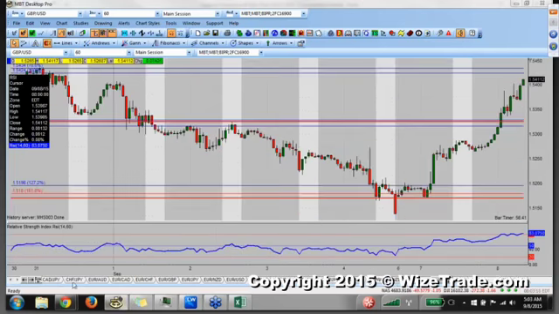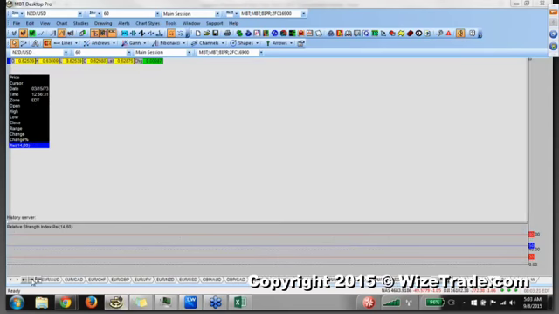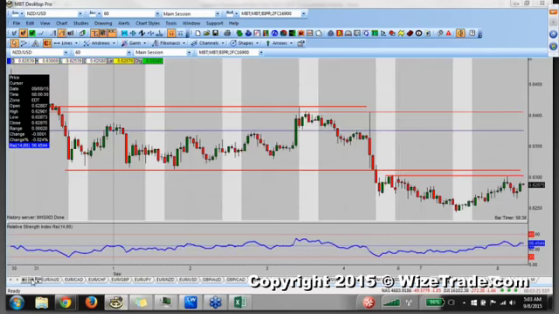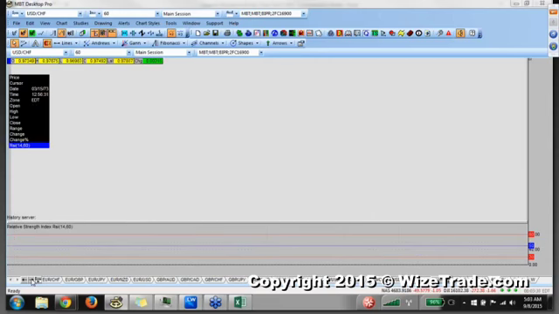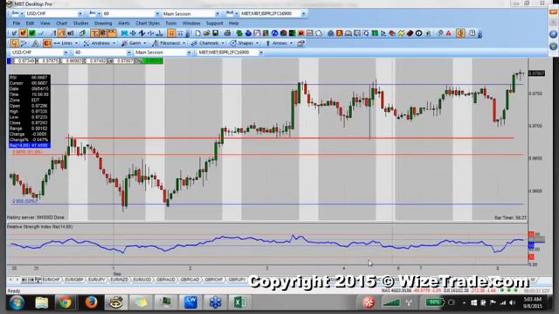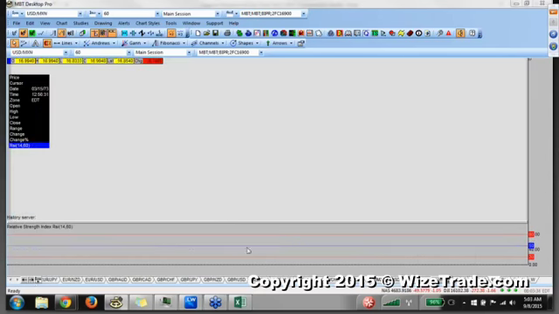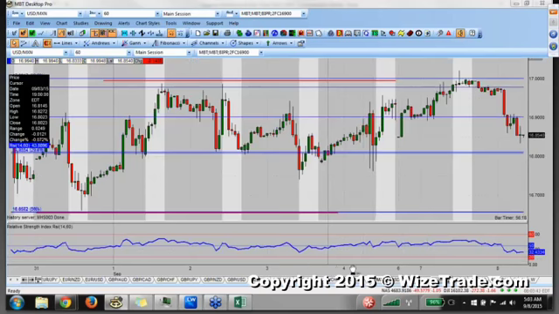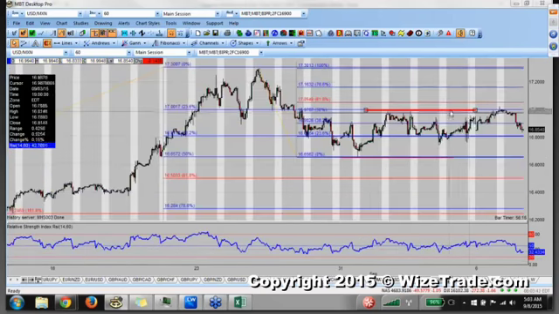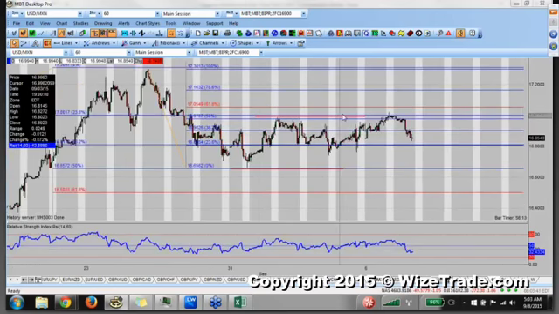Let's go take a look at the peso. There it is. Here's the peso. So the peso is really, I guess we're still finding resistance where we thought we would find resistance, right at the 50% retracement here. Still struggling, same place. Support's going to be down here.